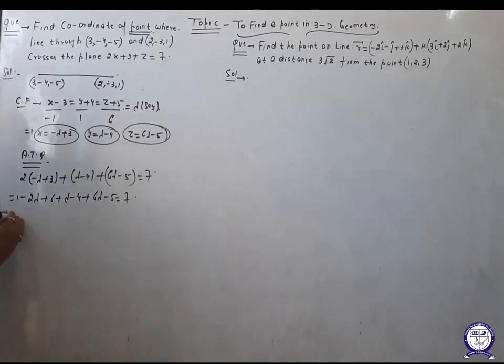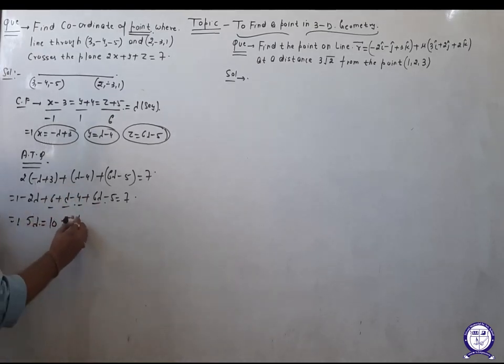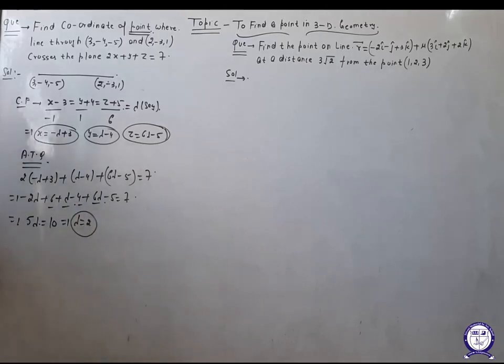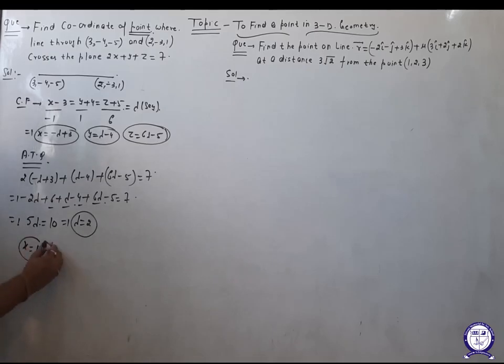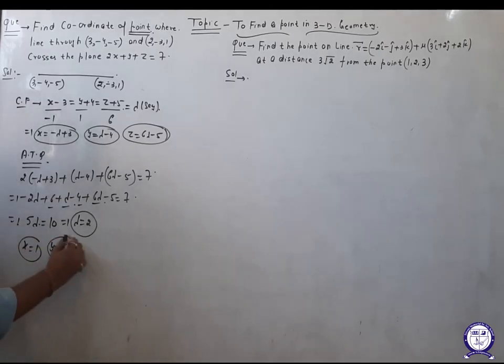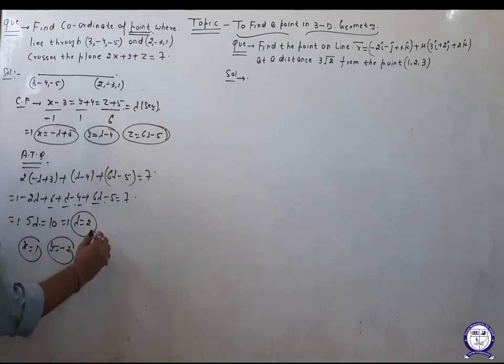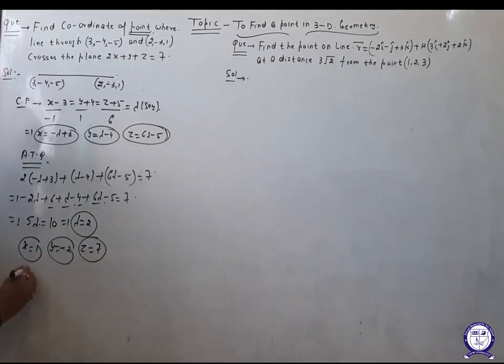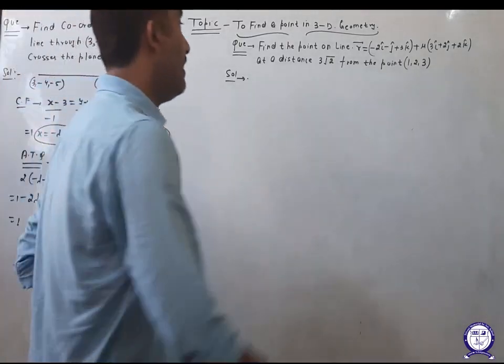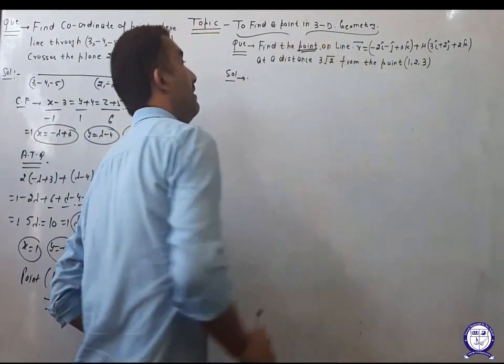That is 6 lambda plus lambda, 7 lambda, minus 2 lambda, that is 5 lambda. 6 minus 4, 2, minus 5, minus 3, is equal to 10, and we get lambda is equal to 2. Now put the value of lambda in x, y, z: we have x equal to 1, y equal to minus 2, and z equal to 7. Now here is the point x comma y comma z. That's our point.